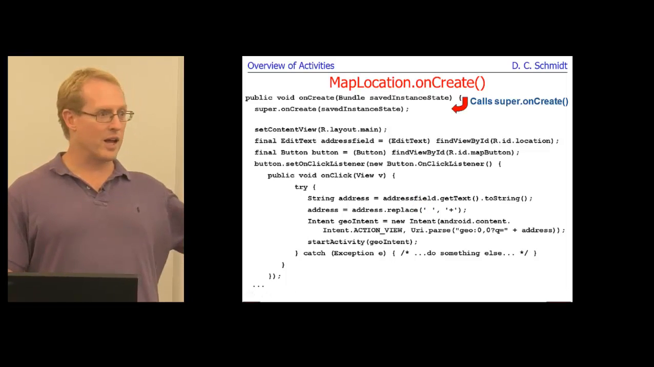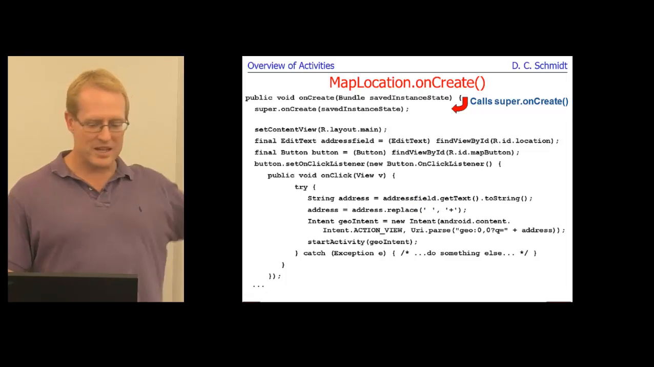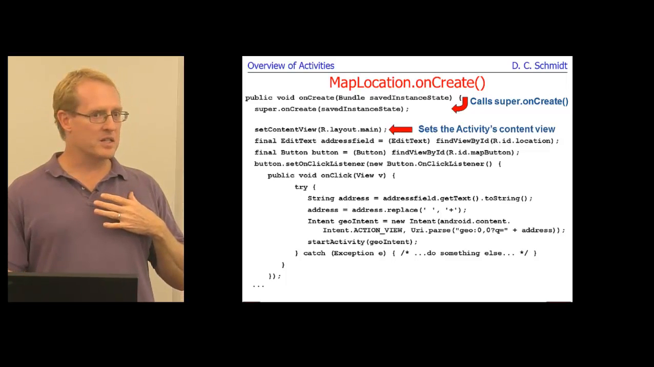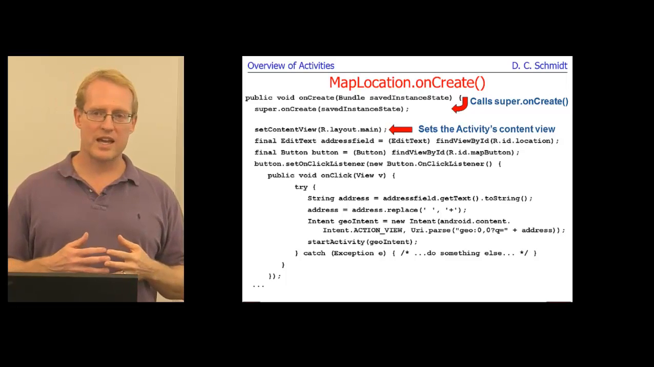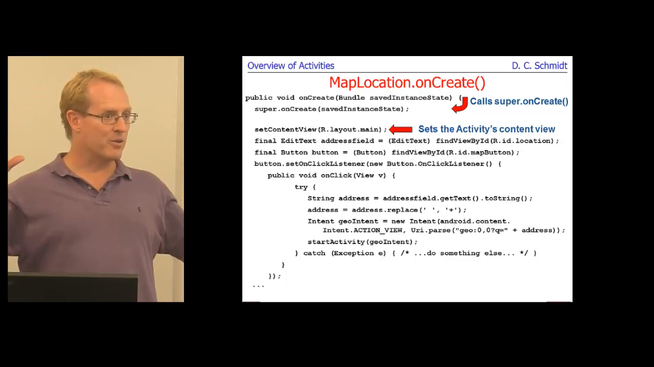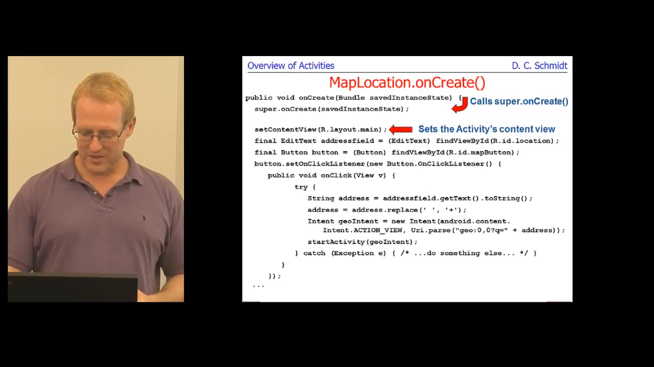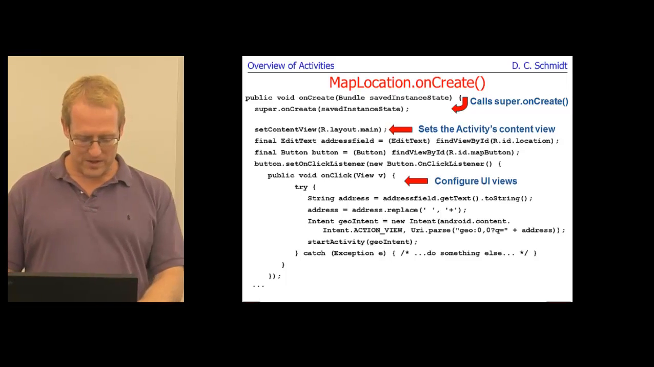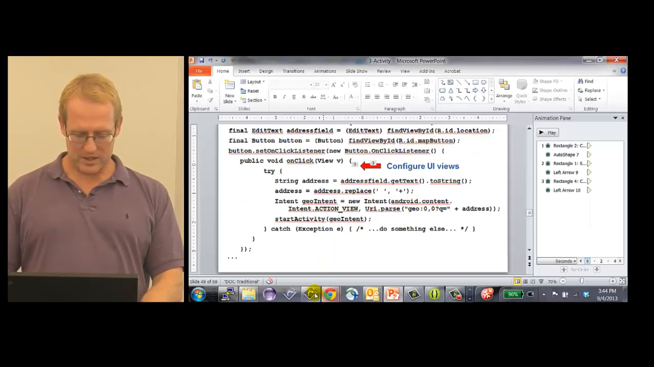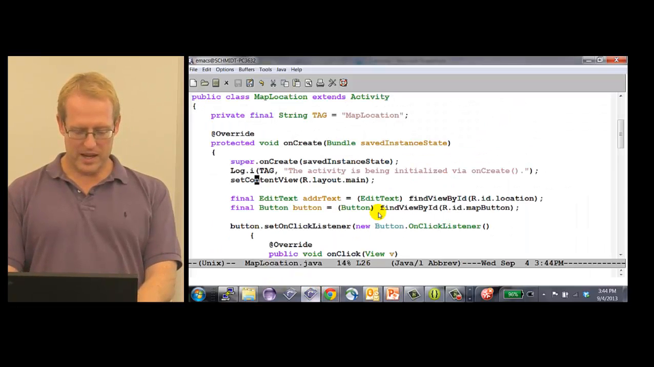First thing we do is we call up to our superclass and say, hey, create me, please. And then we set the activity's content view. We'll talk more about that on Monday, how that all works. But we're essentially saying, here's how I want the layout to occur on the screen of the phone. And then we set up a bunch of things that configure the way the user interface is going to work. So let's take a closer look at that code. And I also print out a little message just saying, hey, we're being created.